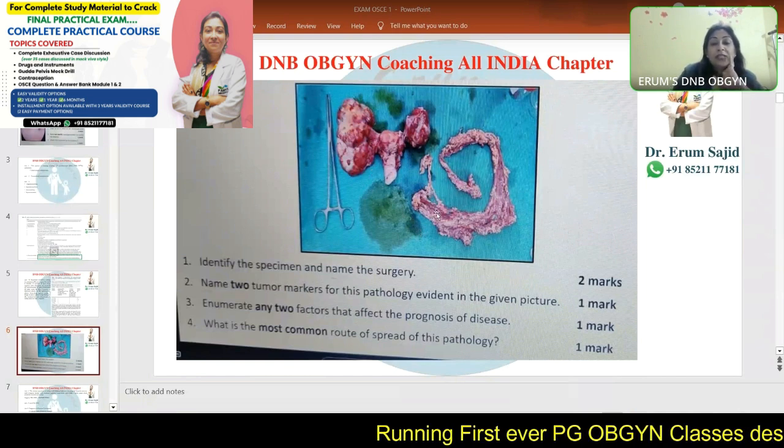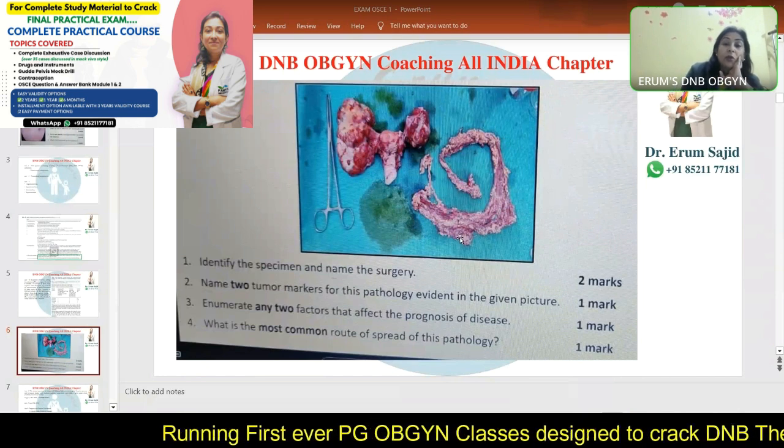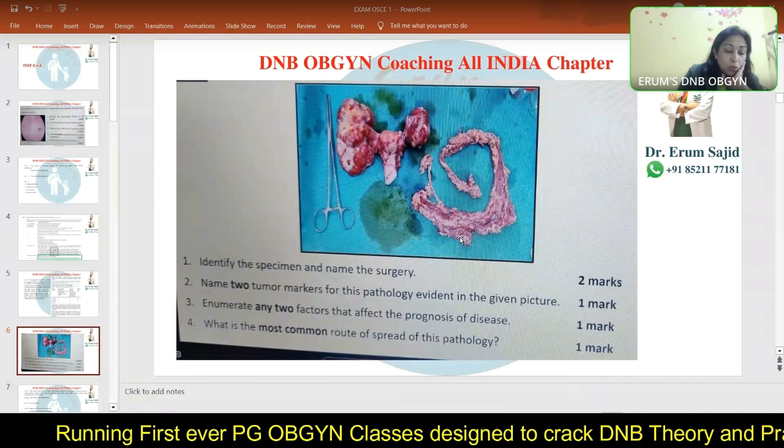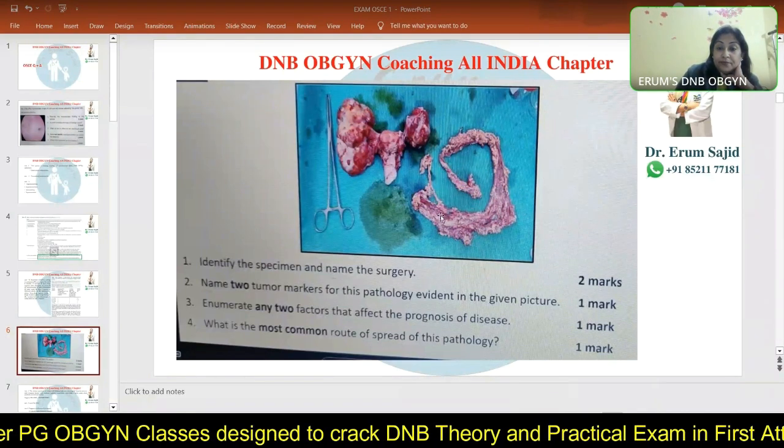All right, what do you think is this, guys? This thing which they have shown over here. What do you think is this? So whenever you do the ovarian carcinoma surgery, you always do this part as well. What is this?